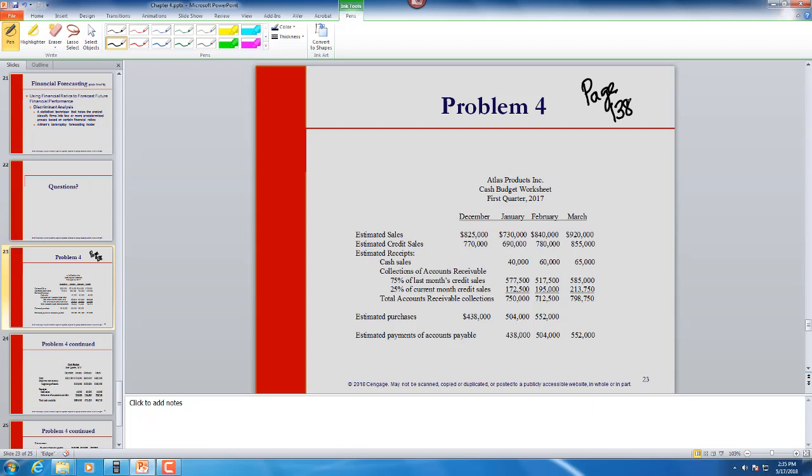Now let's do this. What is it? If you look at it, the total sales and the credit sales. What is the difference between total sales and credit sales? They gave you in the first table total sales and credit sales. The difference between the two has got to be cash sales.